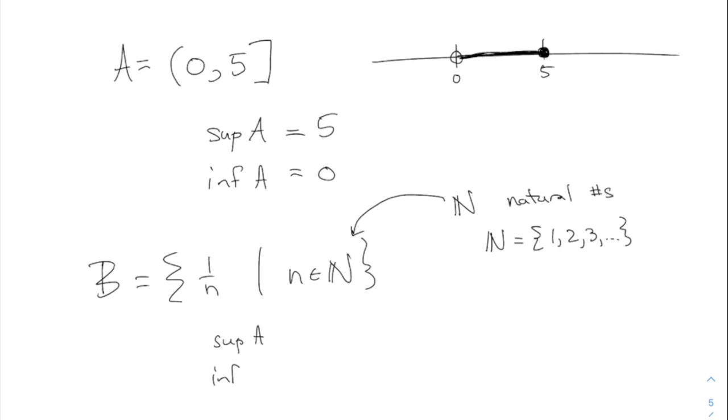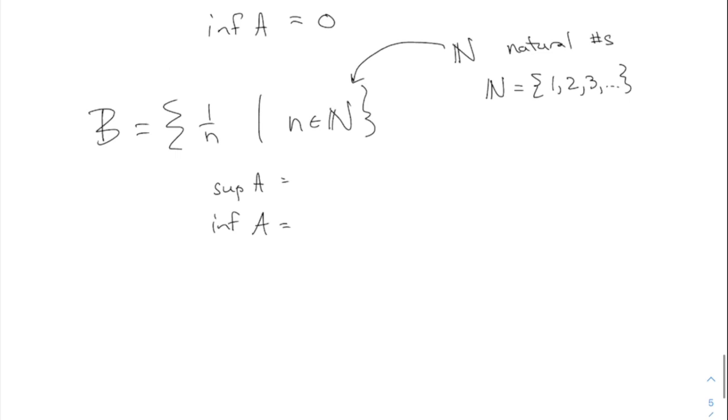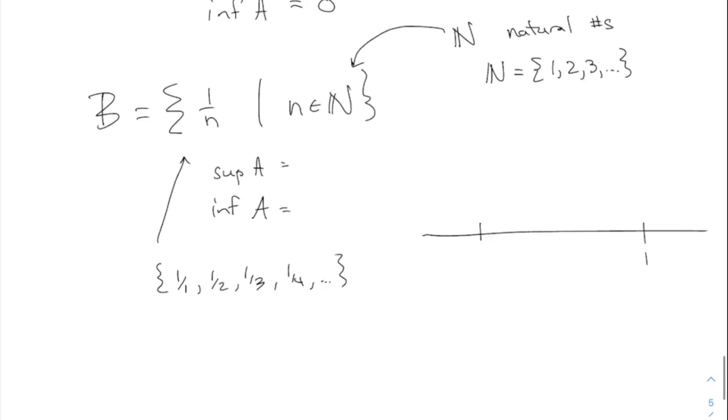It might be helpful, as before, to try and draw a little picture of this set if you have a hard time thinking about it. Or you could try to write out what the elements are. Instead of writing it that way, you could write it as a list: 1 over 1, 1 over 2, 1 third, 1 fourth, etc. That's what this set is, right? If I were to draw a picture of that, here's 1. If that's 0, then it has 1. It also has a half, a third, a fourth, a fifth, etc. Maybe once you see that all written out, it's a little clearer what the sup and the inf are.